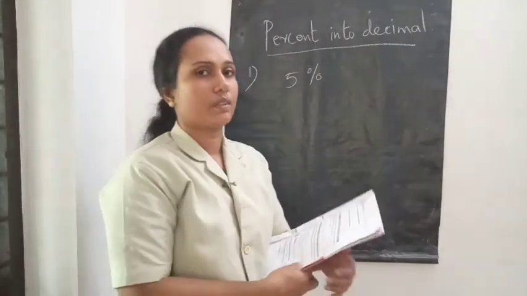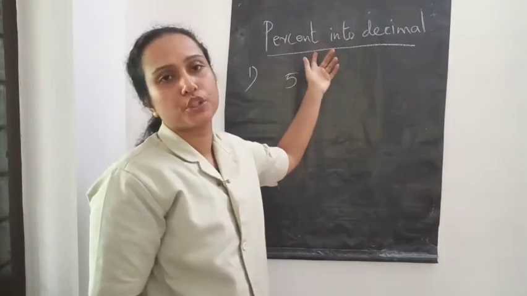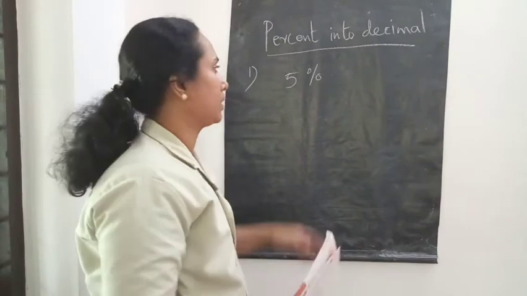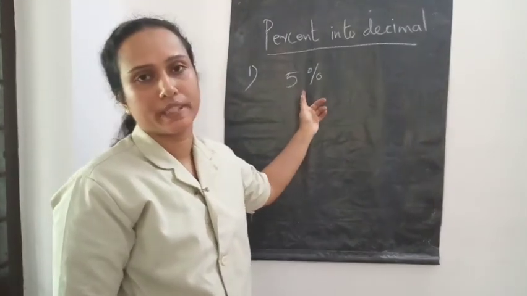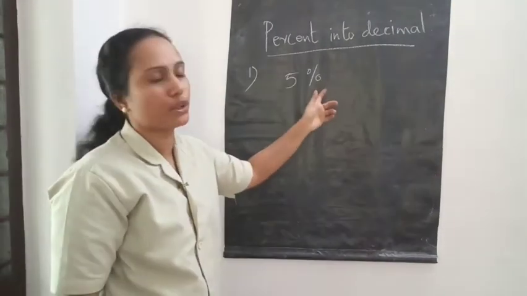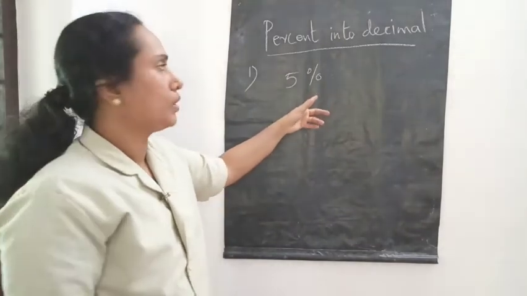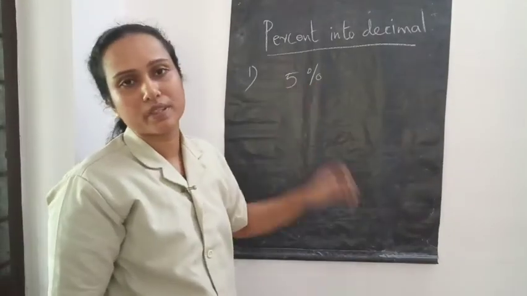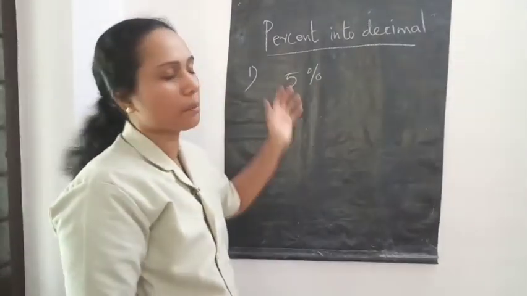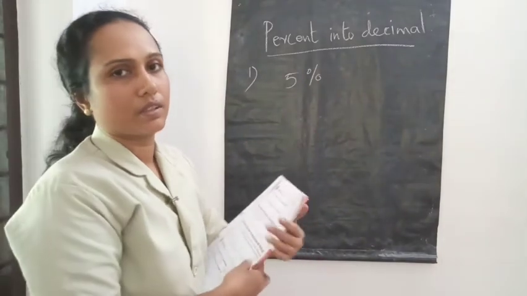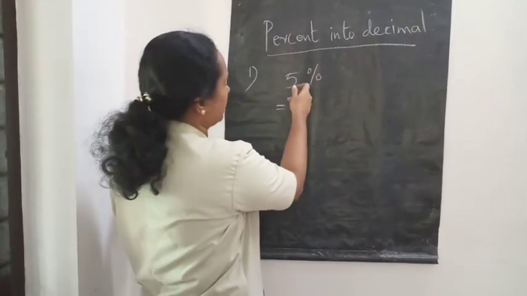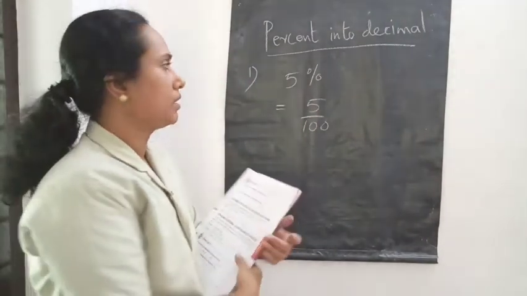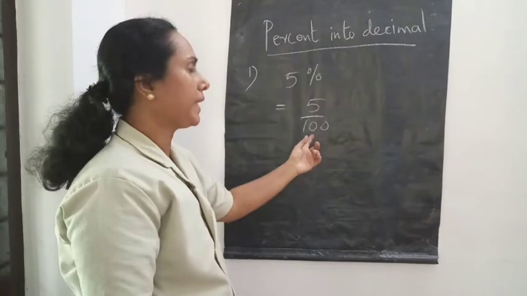Next topic, the conversion of a percent into a decimal. Here the question is 5 percentage. You have to convert this into a decimal. For converting to decimal, we first remove the symbol of percentage and divide this number by 100. Then we get 5 by 100. Remove the symbol of percentage and divide by 100.